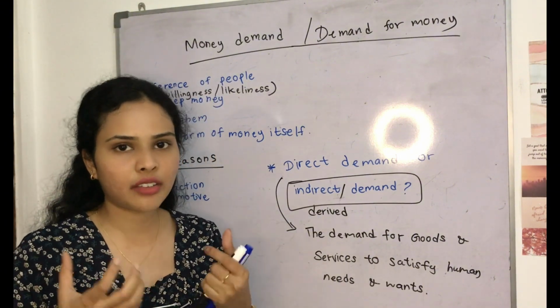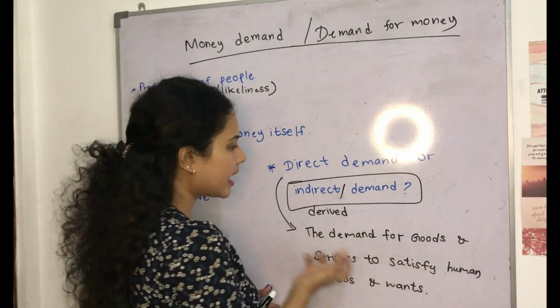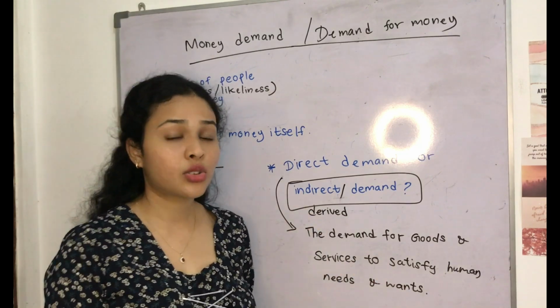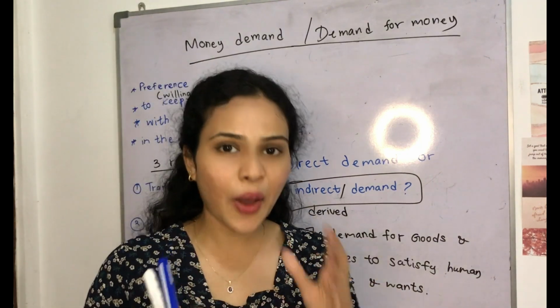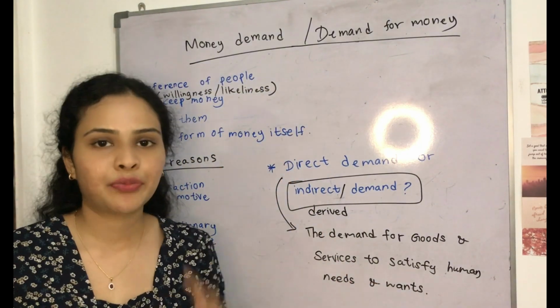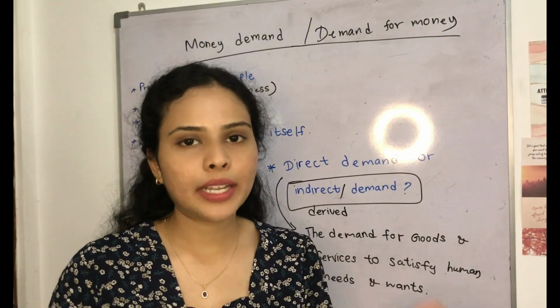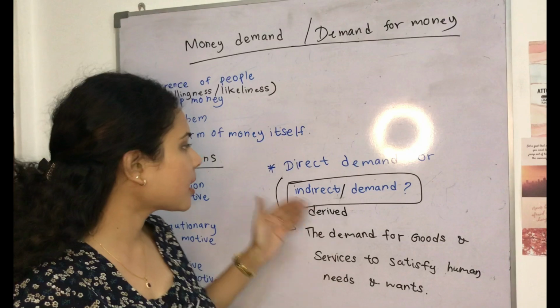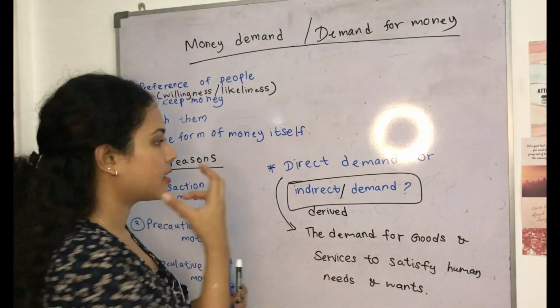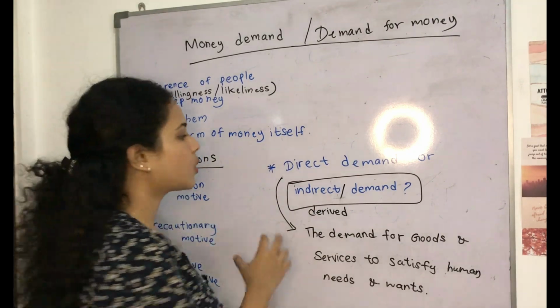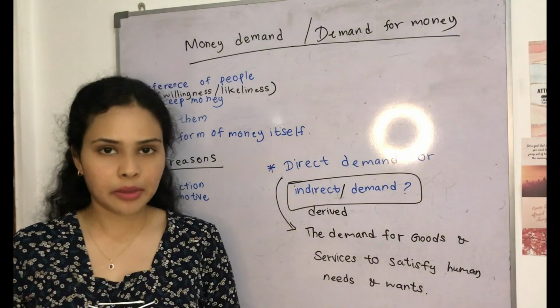In order to satisfy our needs and wants, we directly demand goods and services. So to purchase goods and services, we need money. Money comes into being. That's why we demand money. So it has an indirect demand.